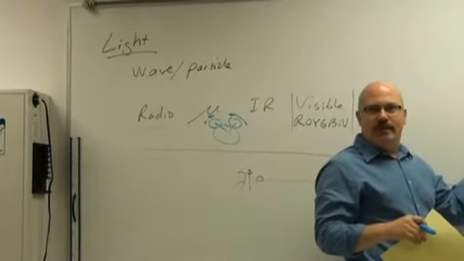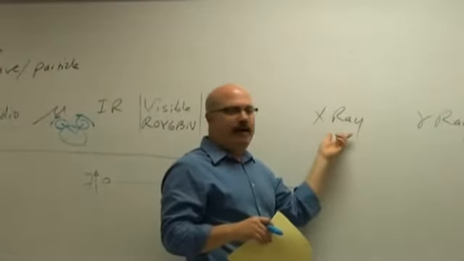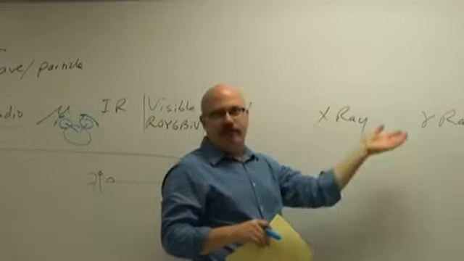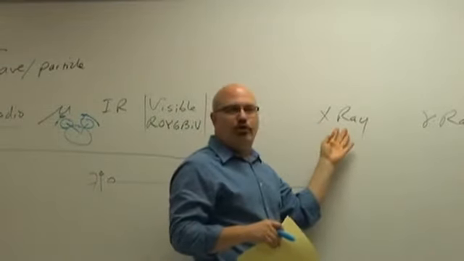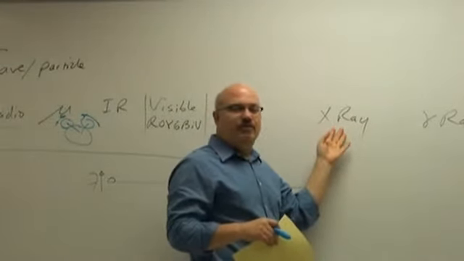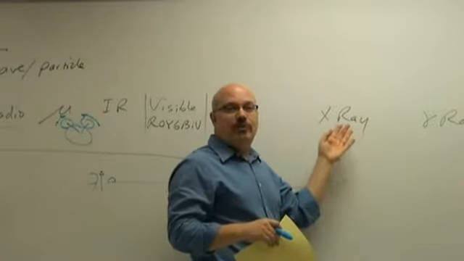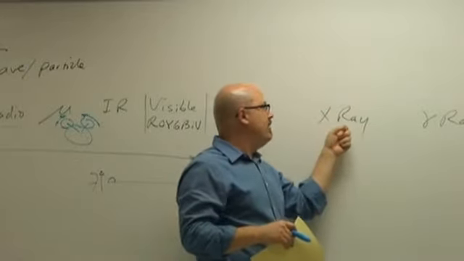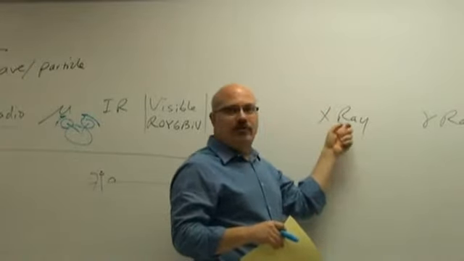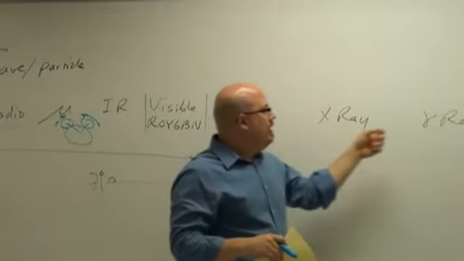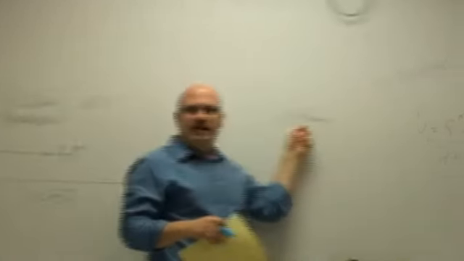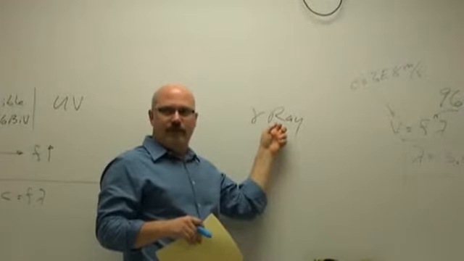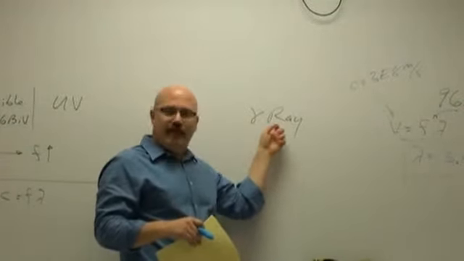X-rays have even more energy. These things can ionize stuff. If I hit materials with X-rays, it can ionize them, knock electrons off. That's enough energy that it'll go through your soft tissue, but not your bone. So when you get an X-ray, it gives you essentially a shadow picture of your bones. X-rays can also give you cancer if you get too many of these. Gamma rays have enough energy to interact with the nucleus of atoms, and they're small enough to be in that range.